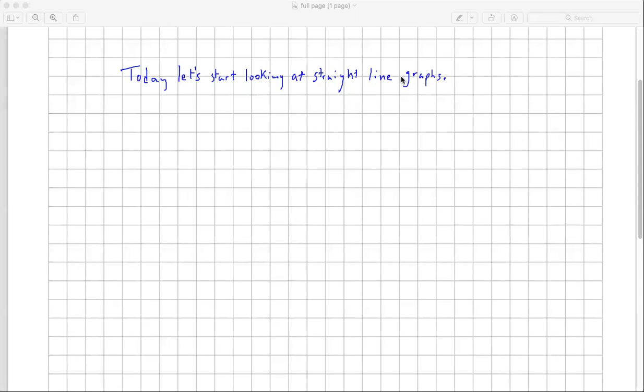Today, let's start looking at straight line graphs. To start with, in a straight line graph, one variable or one quantity is graphed against, or versus, another quantity. For instance, suppose I had this graph right here, and my vertical axis represents money made, or my profit, and my horizontal axis represents the months.